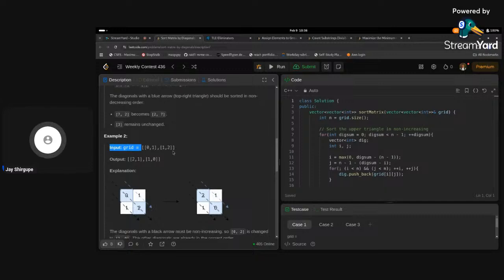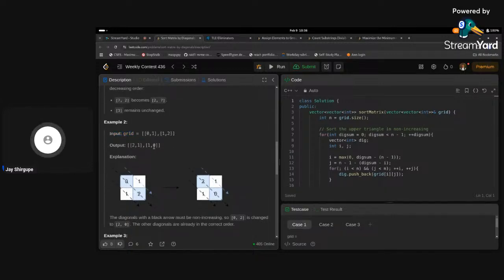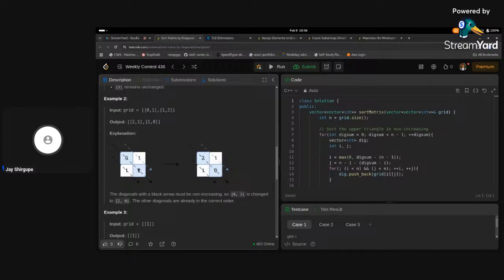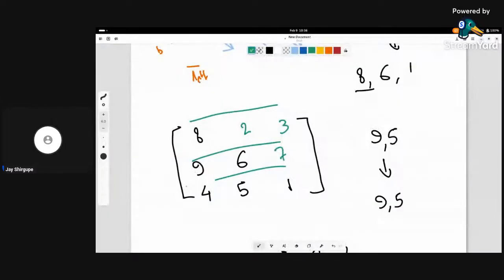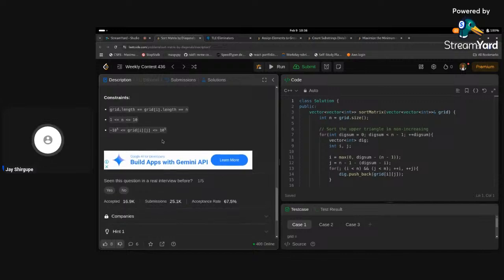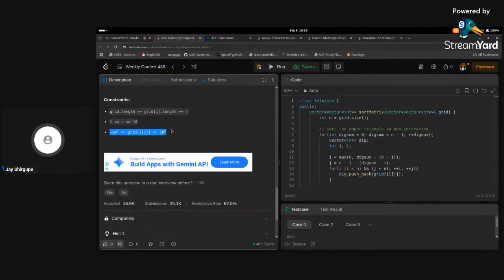For the second example too, you could see the input grid was 0, 1, 1, 2, and the bottom left diagonals were sorted in non-increasing order and the top right was sorted in non-decreasing order. Now, the constraints were that the elements in the grid could be negative. They can be between minus 10 to the power 5 and 10 to the power 5. And n was up to 10.